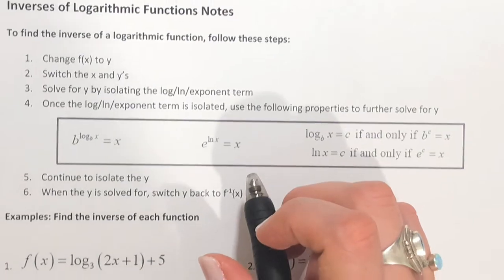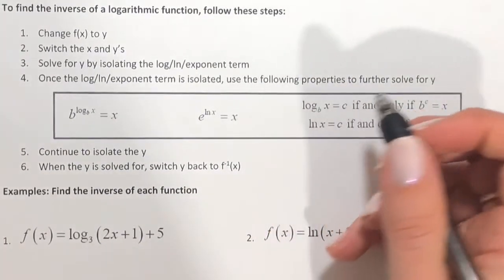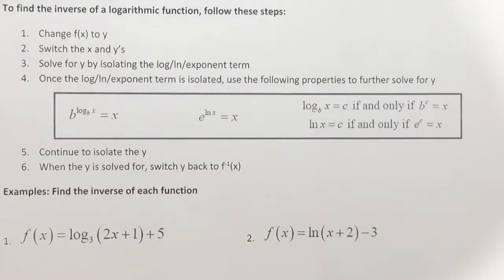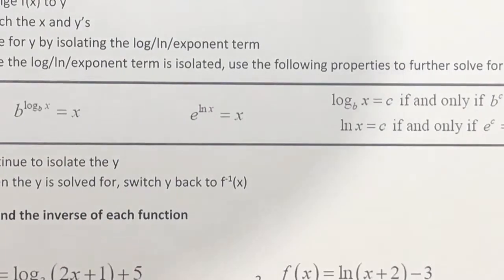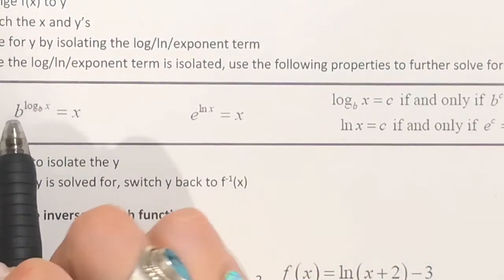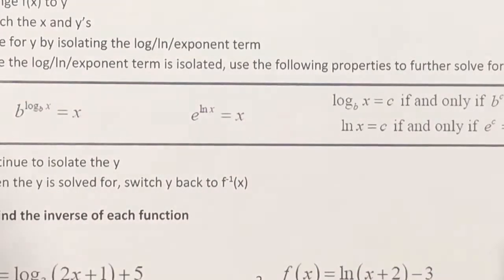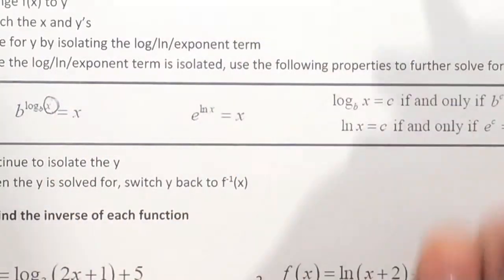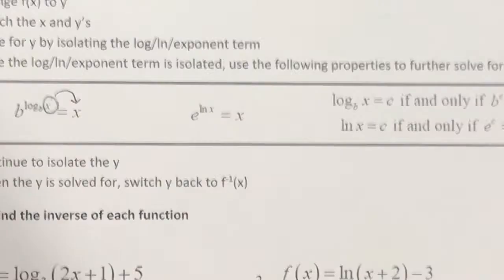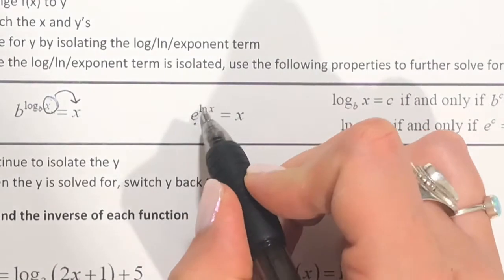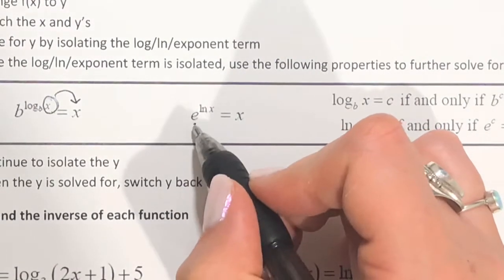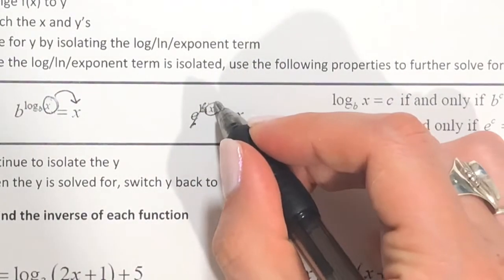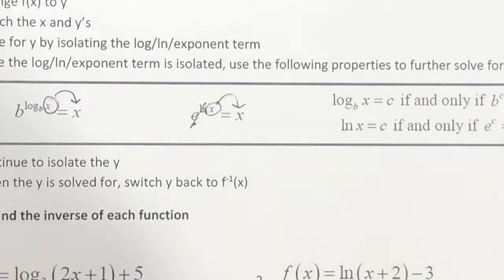Because logarithms and exponentials are inverses of each other, we have these little properties that we can use. Let me zoom in a little bit here. You might want to pause the video and write this down. If we have an exponential raised to a logarithm, you can think of these as canceling out with each other, and whatever was inside the logarithm is going to come out and be your answer. Same with base e and natural log. These two are inverses of each other, so you can think of those canceling, and whatever was left inside of the natural log is going to come out and be your answer.